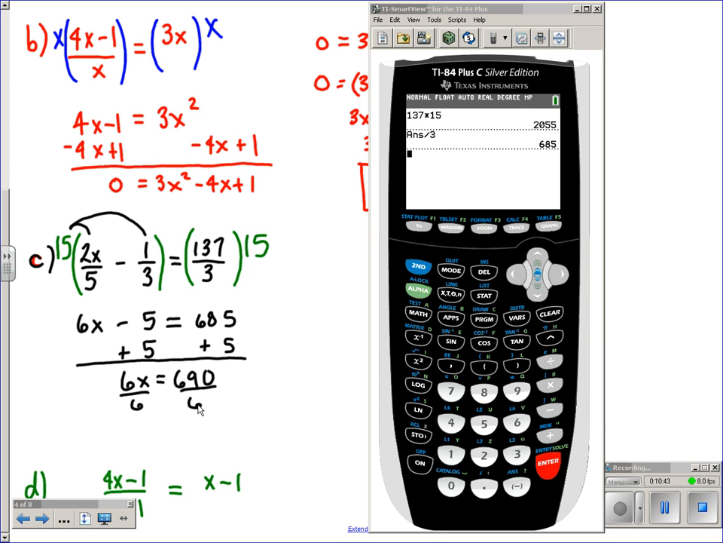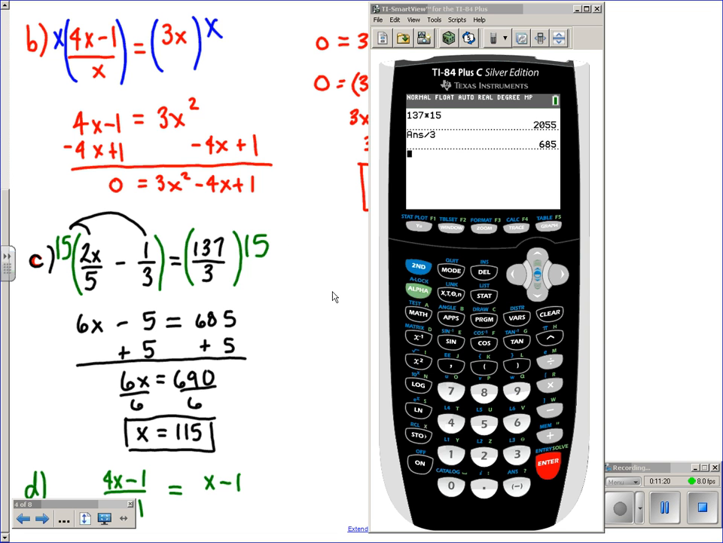So 6 goes into 690. That's what? 100, and then 115, I believe. So let's check to see if we're right here. So if I said 2 times 115, that's 230.